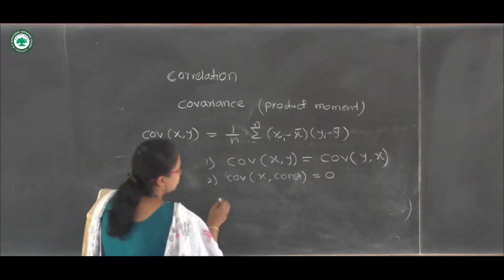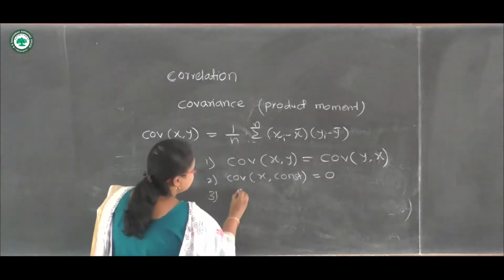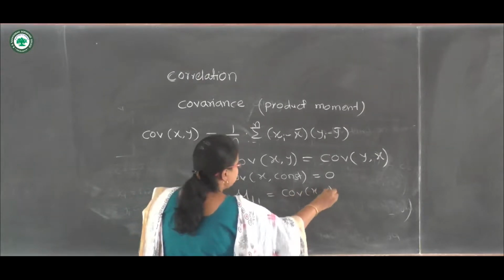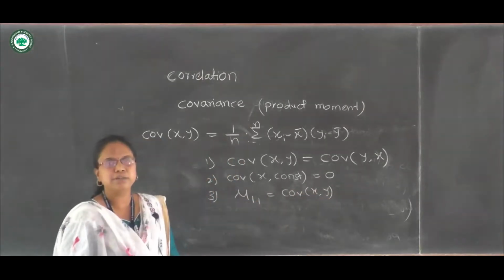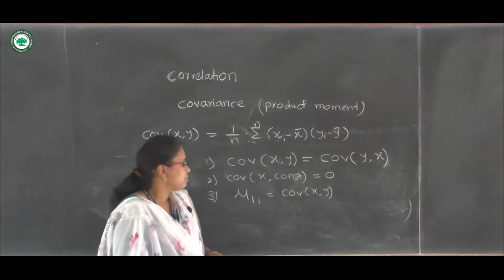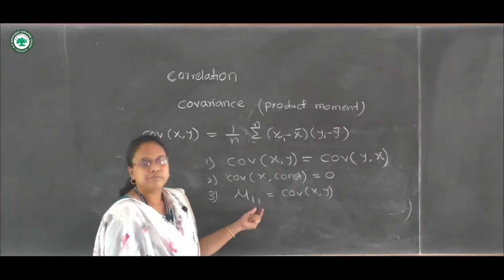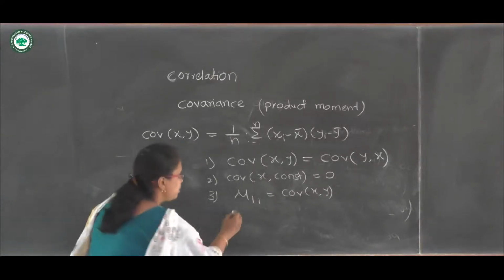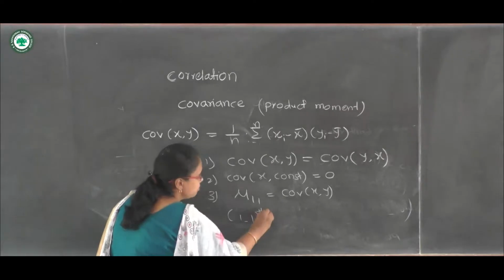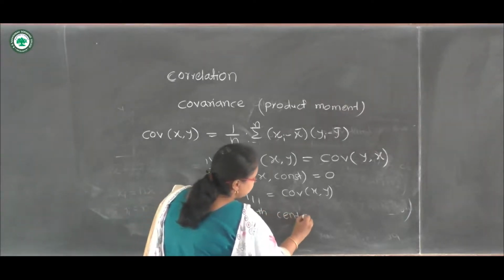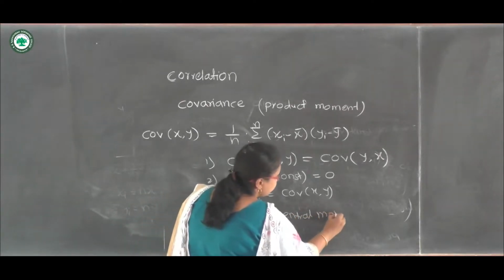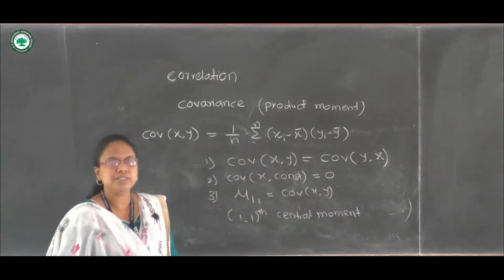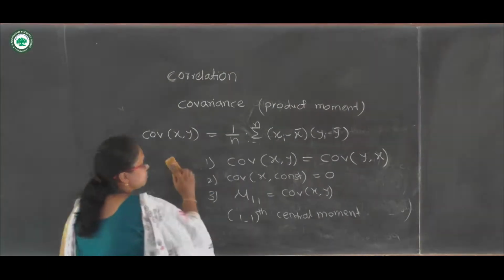The next will be mu 1 1. So covariance between x comma y is mu 1 1, means a product moment, that is 1,1 central moment for bivariate data. It is denoted by the 1,1 central moment for bivariate data. So let us see some properties of covariance.